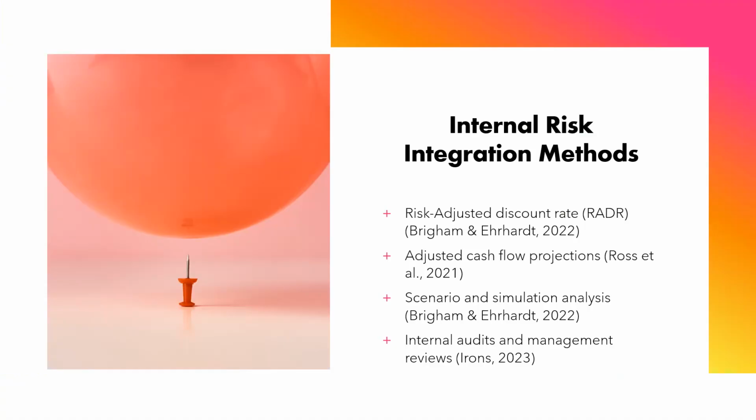Internally, companies use several financial methods to manage risk and capital budgeting. The risk-adjusted discount rate is one common method. It increases the discount rate for riskier projects to reduce their present value. We can also adjust cash flow projections to reflect uncertainty or run simulations to test multiple scenarios at once. From a leadership standpoint, regular reviews and audits make sure assumptions stay realistic and that projects align with strategic goals.